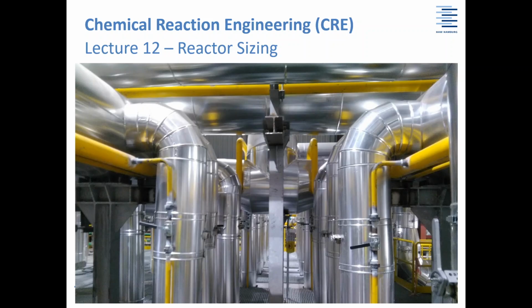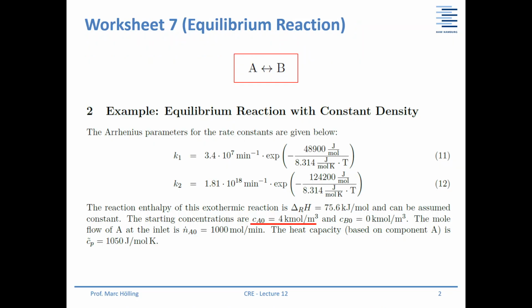So it's not really the last lecture, but the last worksheet that I want to present to you. And today it's about reactor sizing in case you don't have isothermal conditions, but if you have changing temperature. So we want to look at the example from last week.